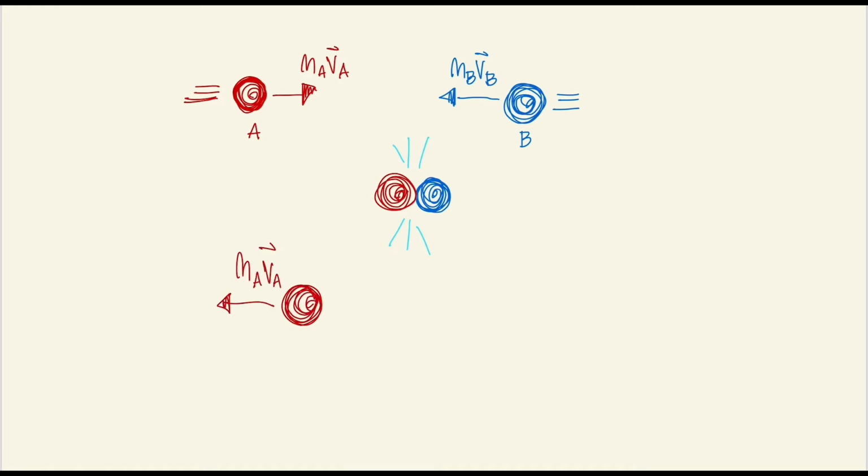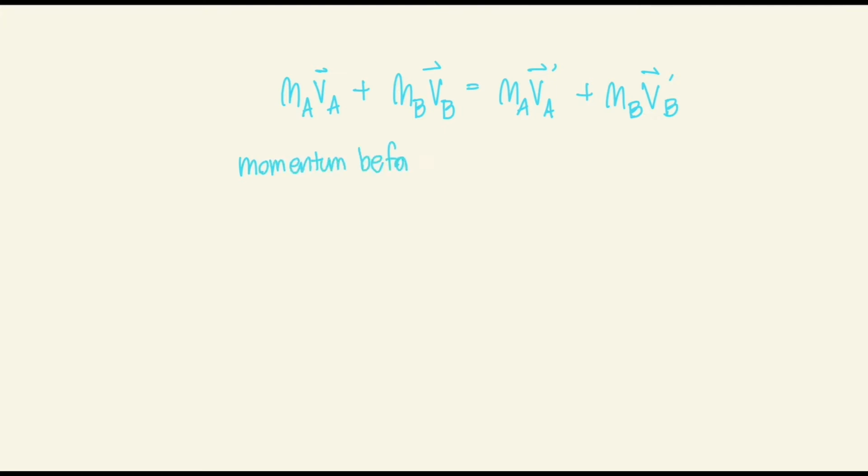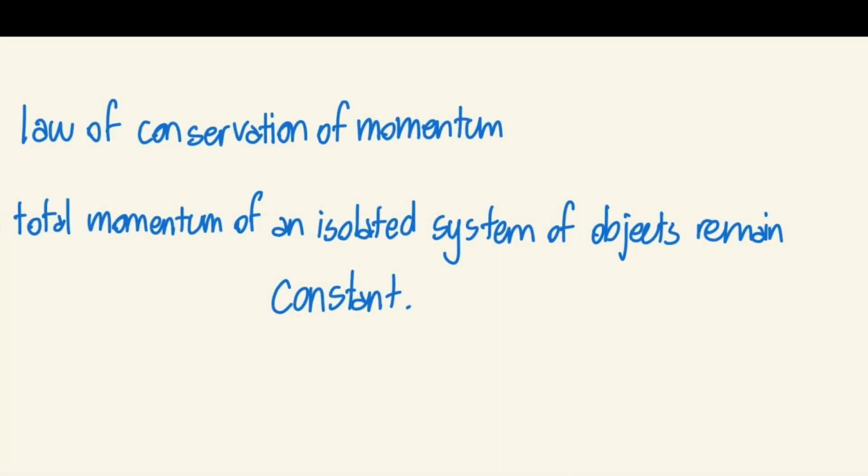Immediately after the collision, the balls have different velocities and momenta, which we designate by the prime on the velocity. No matter what the velocities and masses are, the experiment shows that the total momentum before the collision is the same as afterwards, which we can put in a formula: mAvA plus mBvB equals mAvA prime plus mBvB prime. A general statement of the law of conservation of momentum is that the total momentum of an isolated system of objects remains constant.